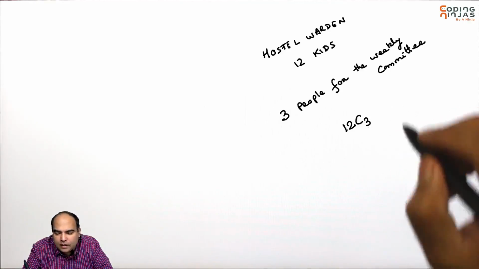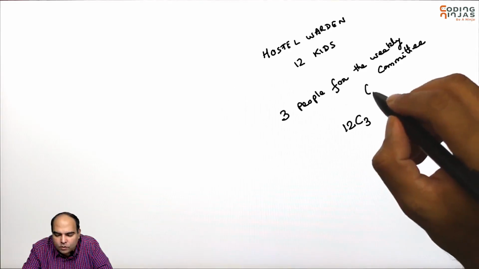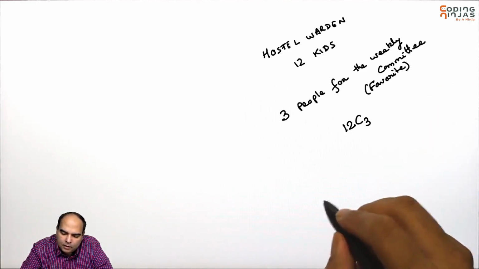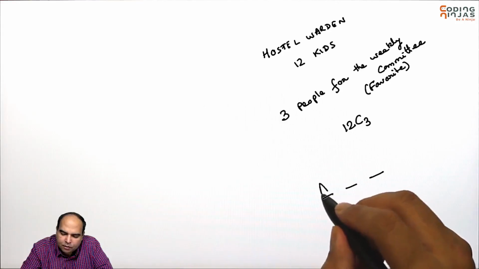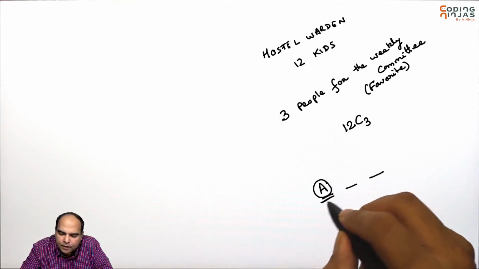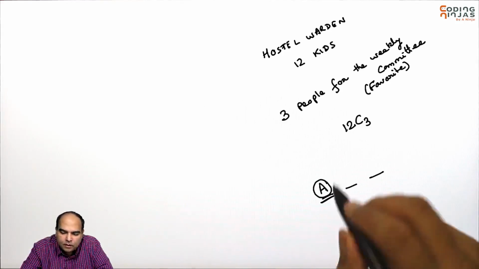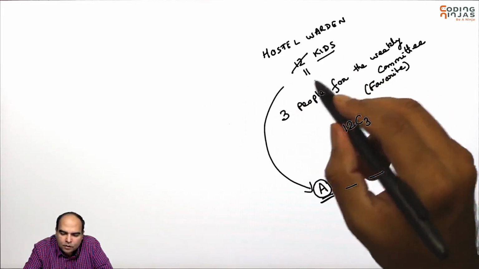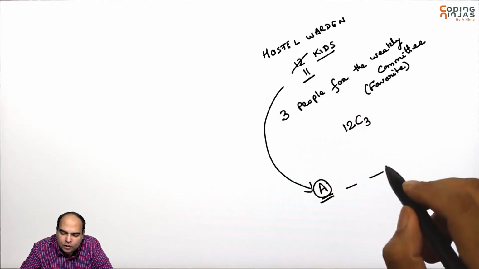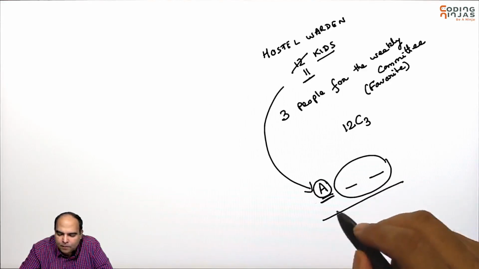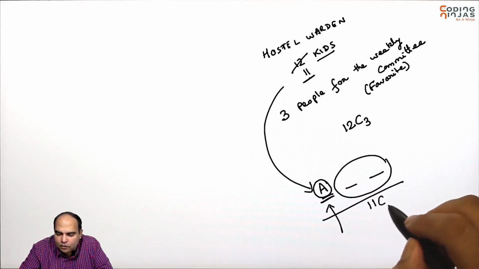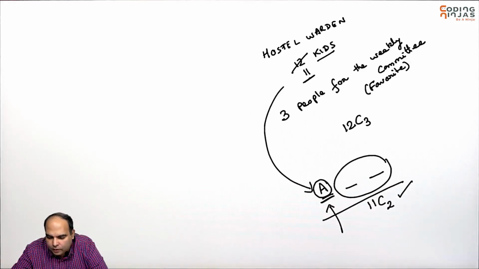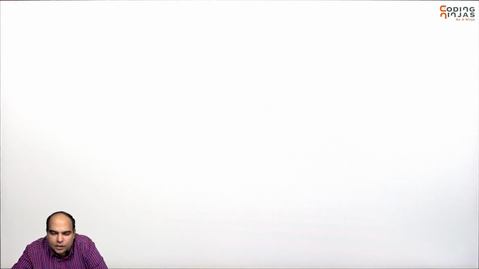But in this question, if I add the condition that he always wants to select his favorite student in the committee, then this becomes a case of pre-selection, because his favorite student, let's call him A, has to be in the committee. After you remove A and bring him inside, out of the 12 kids you are left with 11 kids, and you have to select 2 more people, although you have to select 3 overall, but 1 is pre-selected. So this will become 11C2, and this would be the correct answer to this question. Right, so this is one twist that you will see in selection questions.